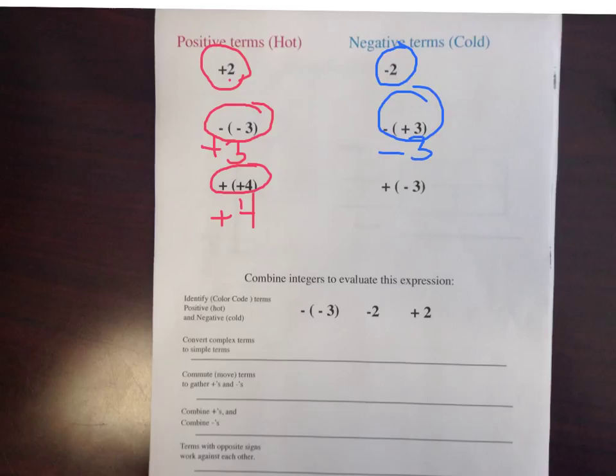Down here we're adding 3 cold. Just like if you're adding 3 ice cubes to your drink, you will indeed make it colder by 3.